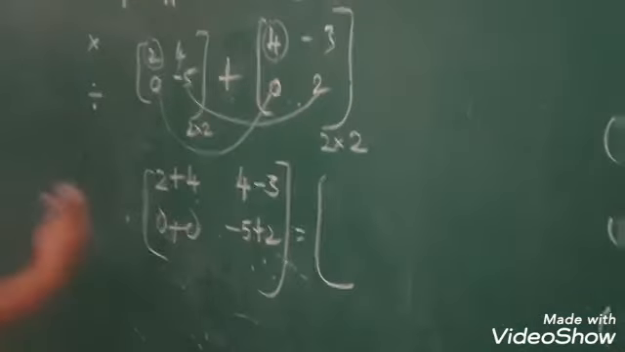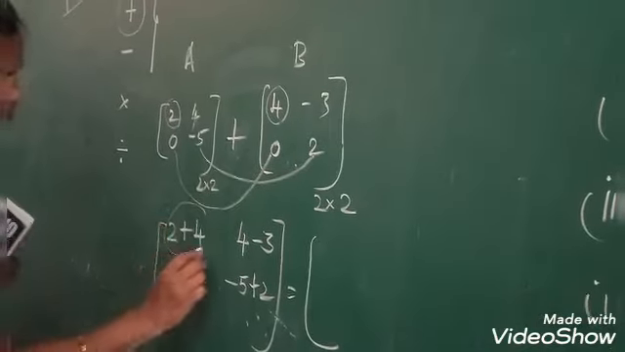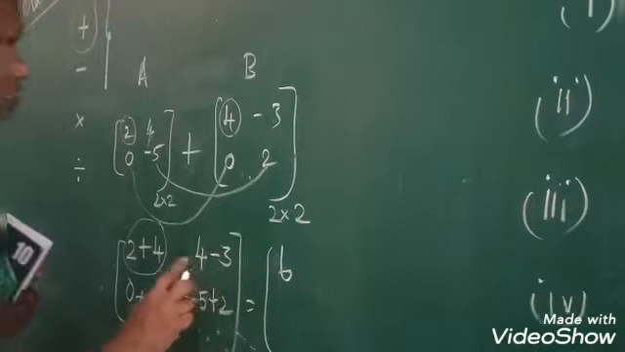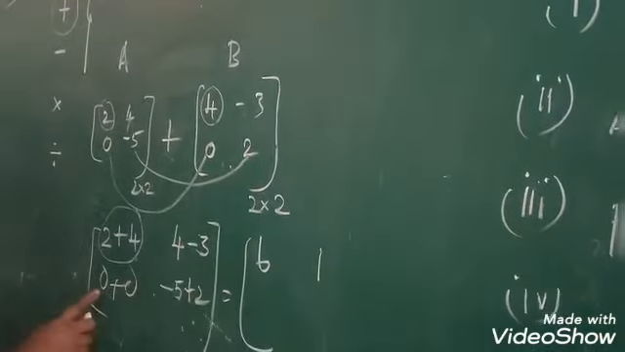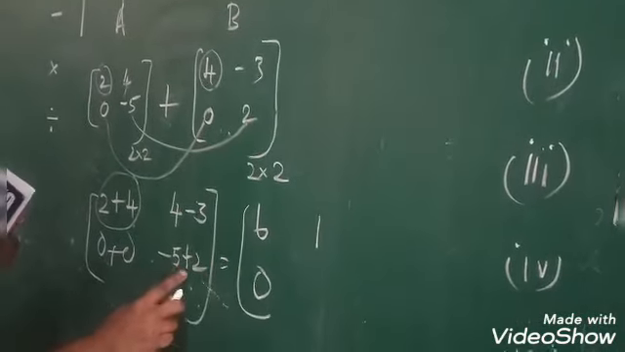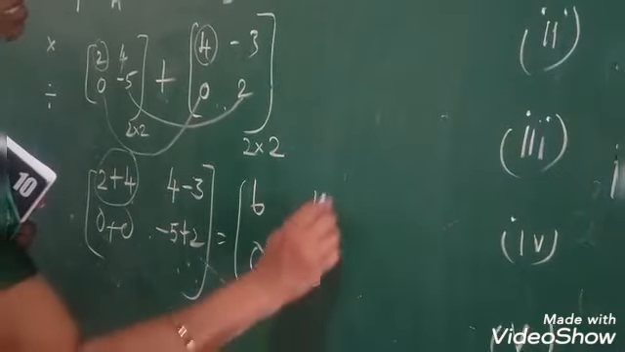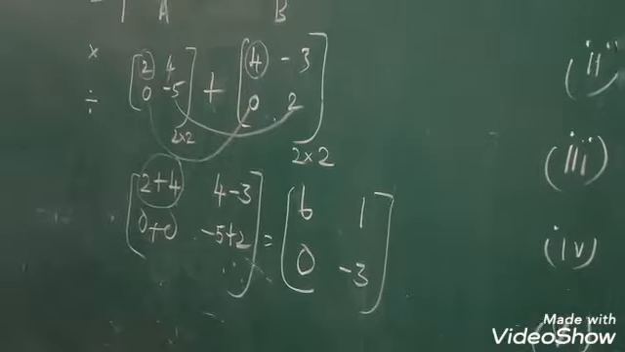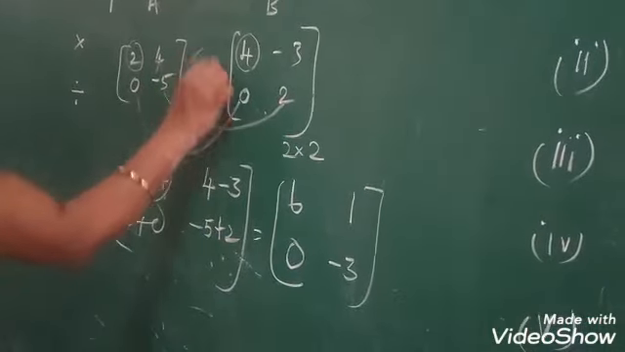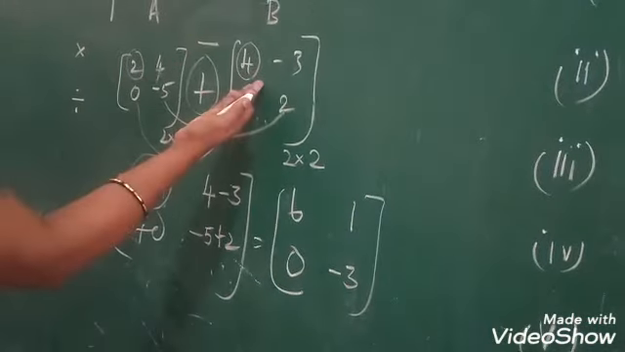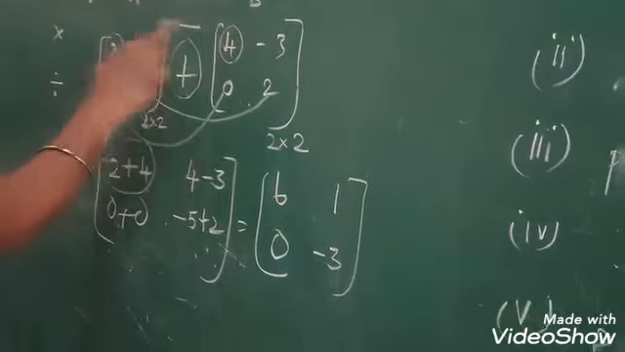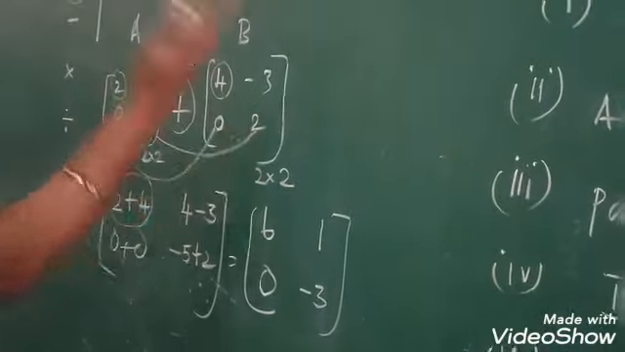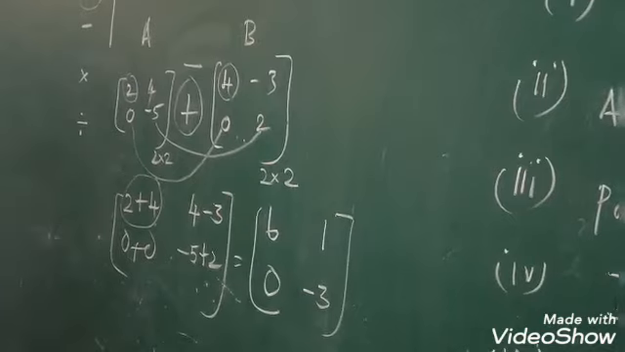We have to simplify first. 2 plus 4, 6. 4 minus 3, 1. Then 0 plus 0, 0. Minus 5 plus 2, so minus 3. This is the answer for the addition. We do the same in subtraction also. In subtraction, we have to change the sign of the negative matrix, because 2 minus 4, then 4 minus of minus 3 should be converted. Let us see it one by one.